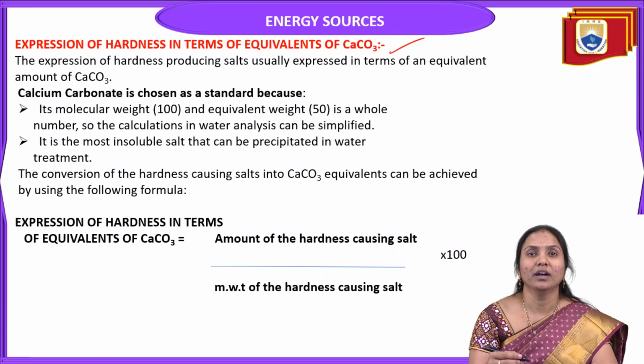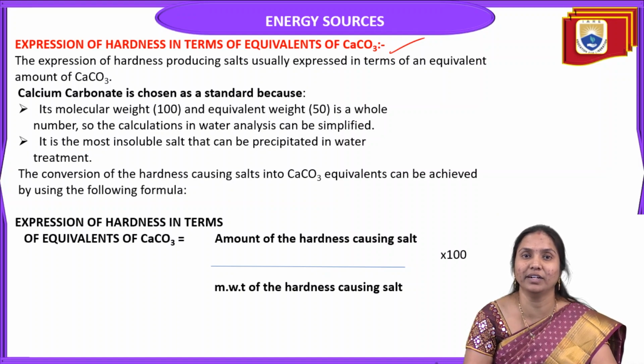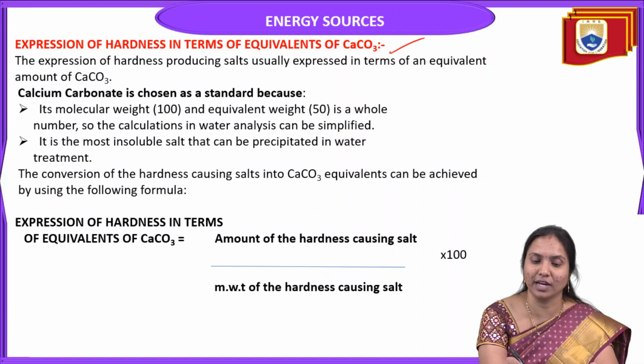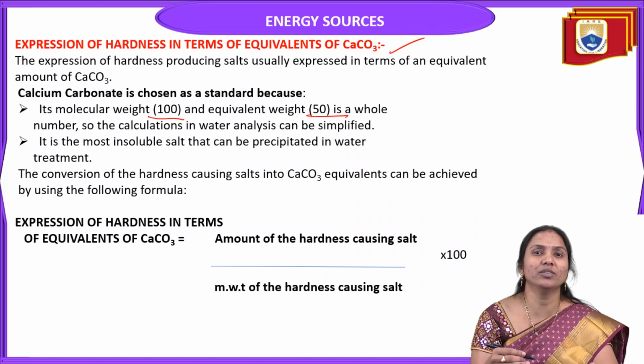So what is the meaning? All the hardness causing salts, for example, calcium and magnesium ions of bicarbonates, chlorides, sulfates, nitrates which are present in water, are all converted into CaCO3 equivalent. Why do we have to convert all these hardness causing salts into CaCO3 equivalent? Because CaCO3 has a molecular weight of 100 and equivalent weight of 50, so the calculation in water analysis can be simplified.